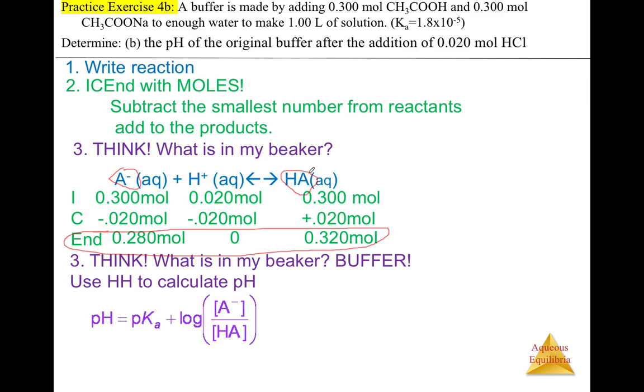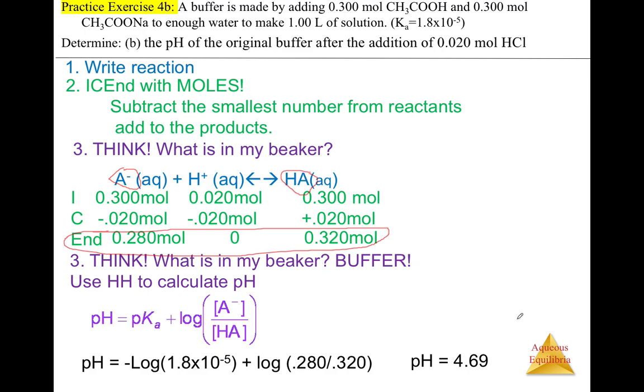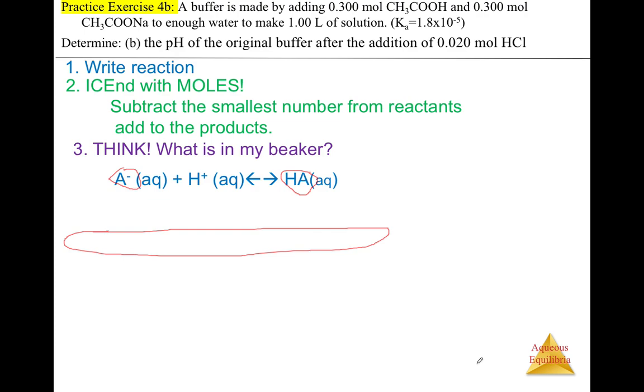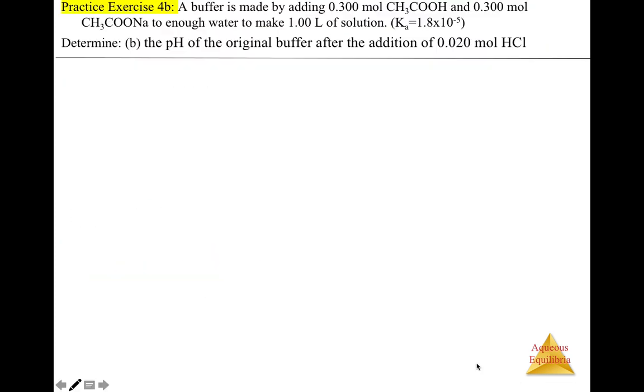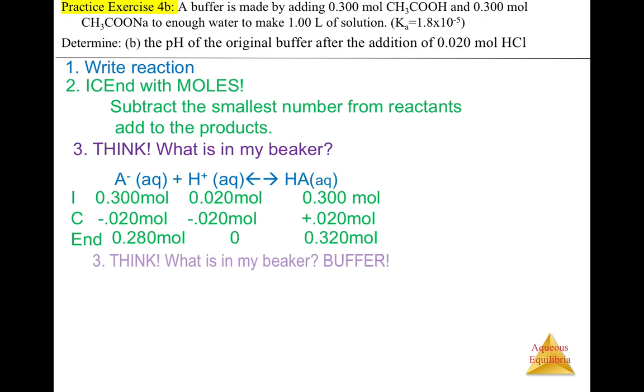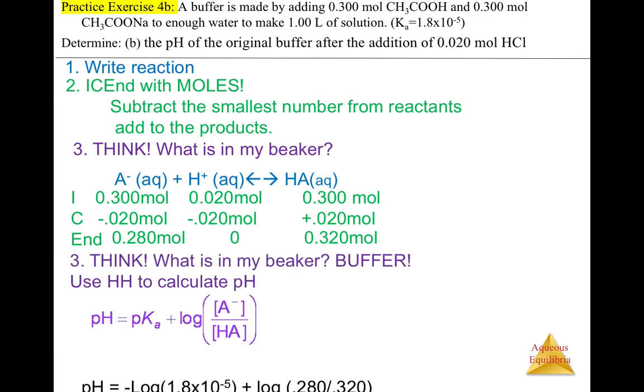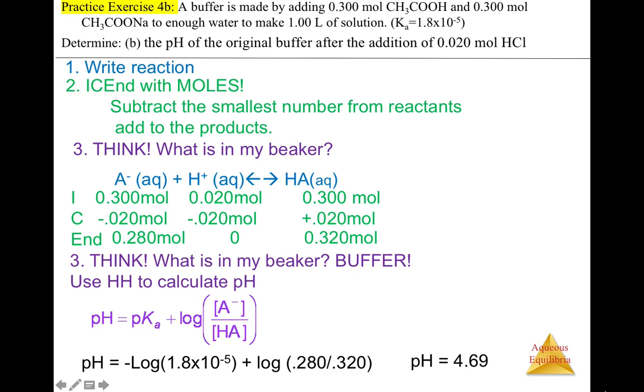So pH equals pKa plus log of the conjugate base over the weak acid. So pH equals negative log of my Ka plus log of the weak base, so my A minus, 0.28 over my acid HA. And I got 4.69. So going back to my original buffer, 4.69, here I'm adding such a small amount of my strong acid that looking at just 2 digits past the decimal, my pH doesn't even change. And that's what a buffer is. It's resistant to pH change.